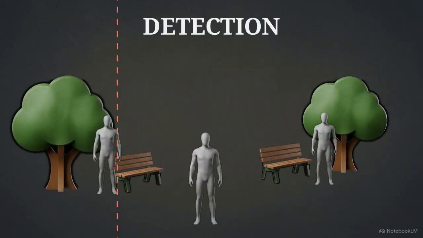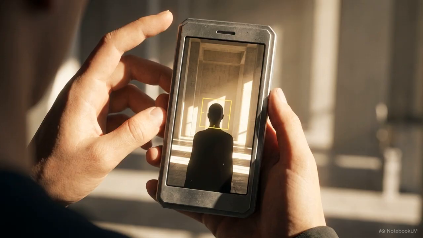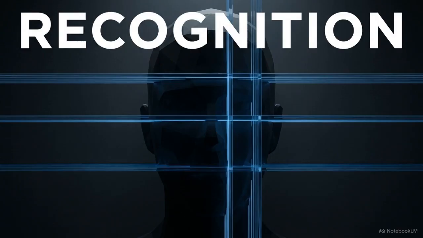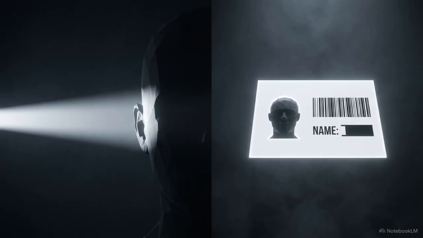It is a specific form of object detection that only asks whether a face is present in an image and where it is located. When a camera app draws a box around a person before a photo is taken, it is performing detection. Facial recognition goes further. Instead of just locating a face, the system attempts to determine who the person is. It tries to link the detected face to a specific name or identity.